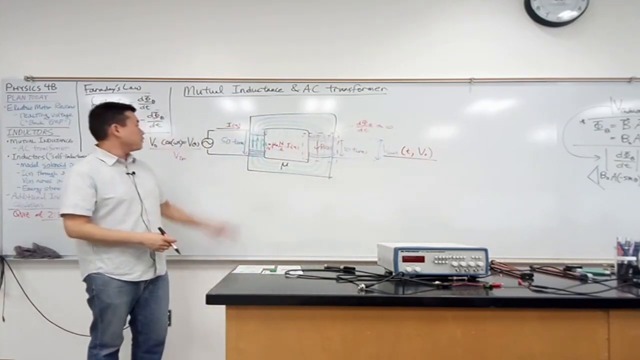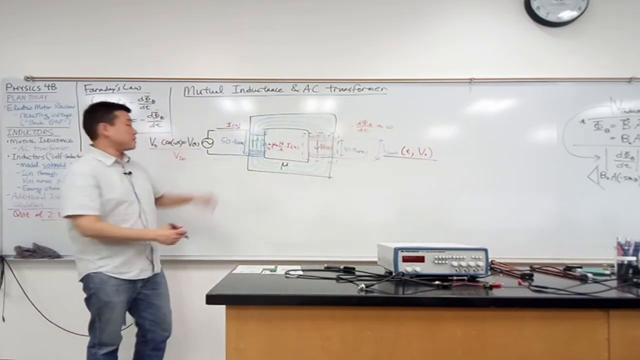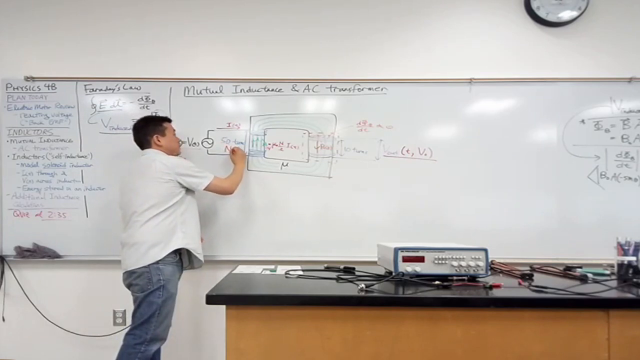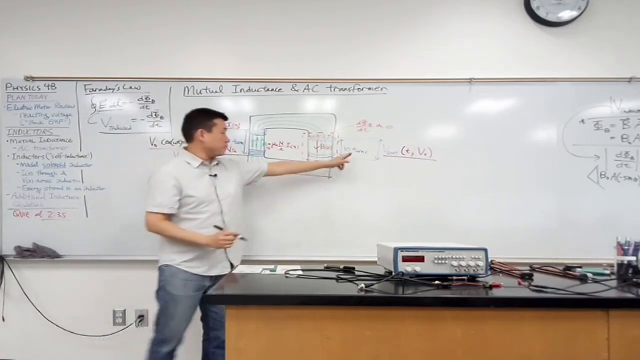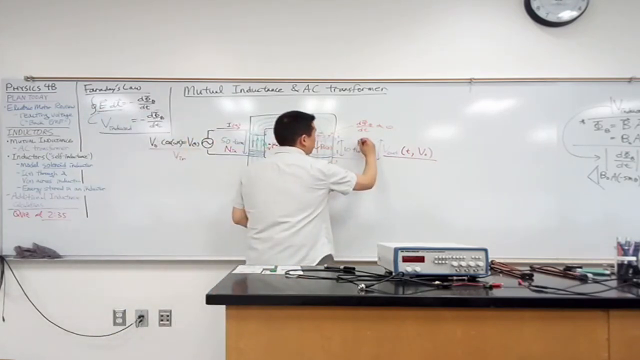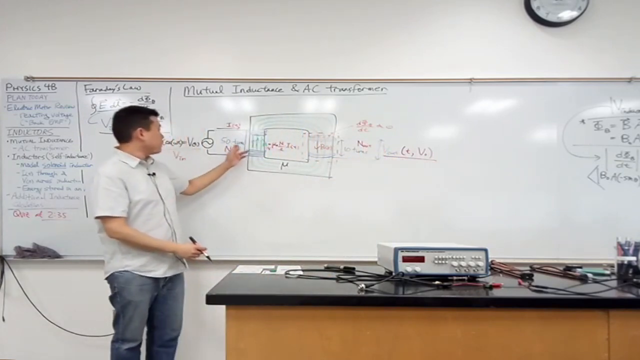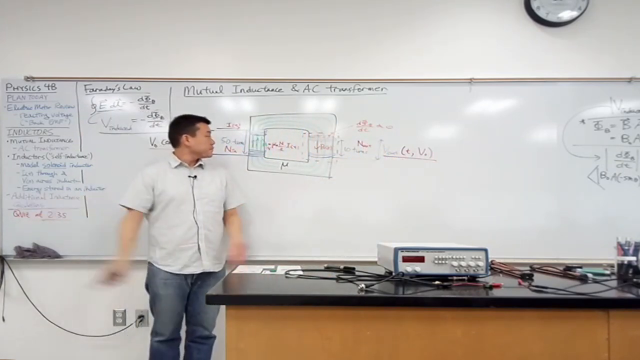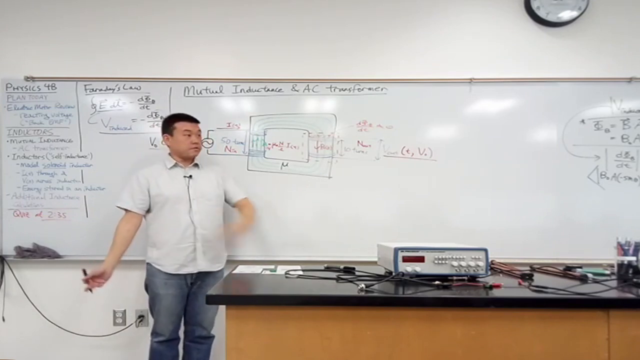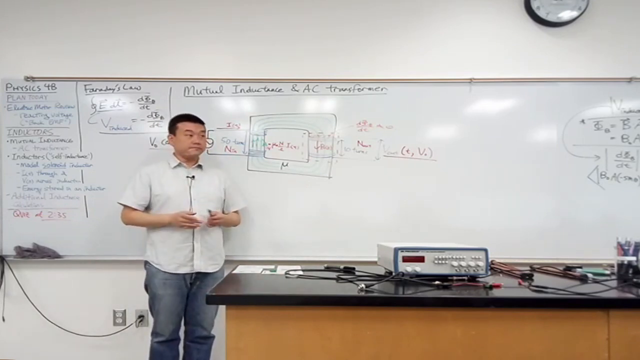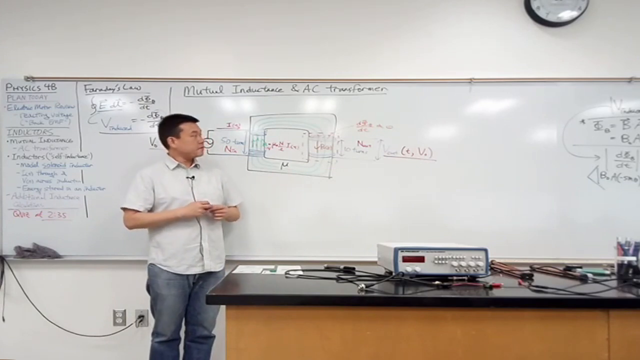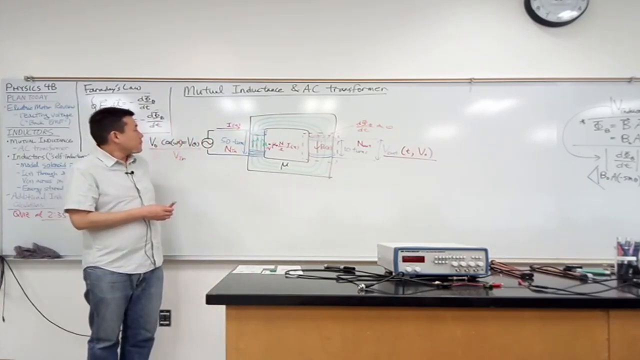If I have 50 turns on one side, so some number of turns N in, and I have some 10 turns, or some number of turns N out, how will this voltage compare to the voltage here? Will it be a higher amount of voltage or a lower amount of voltage? Higher? All right, let's see.